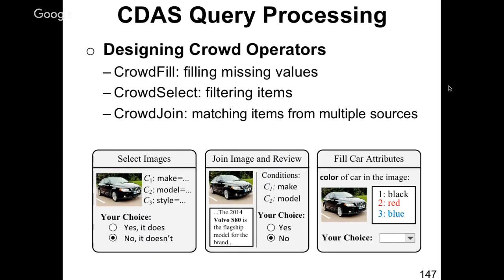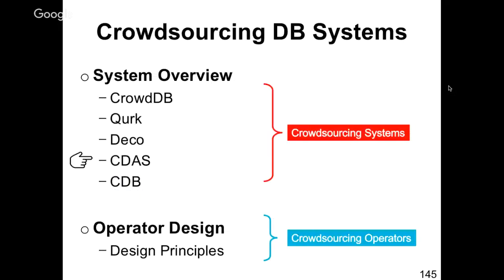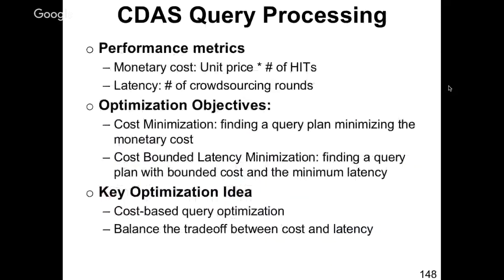Okay, the first system is CDAS, proposed by NUS. And a key feature of CDAS is that it's trying to balance between the cost and the latency. And to this end, it has introduced 2 objectives. The first one is cost minimization. Like, we do not care about the latency. We just want to minimize the cost, which is also studied in the previous crowdsourcing DB systems. But the second optimization objective is new. It wants to find a query plan with a bounded cost and a minimal latency. That means we want to save the money. At the meantime, we want to reduce the latency.